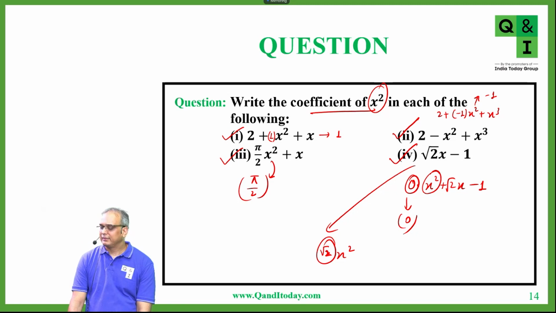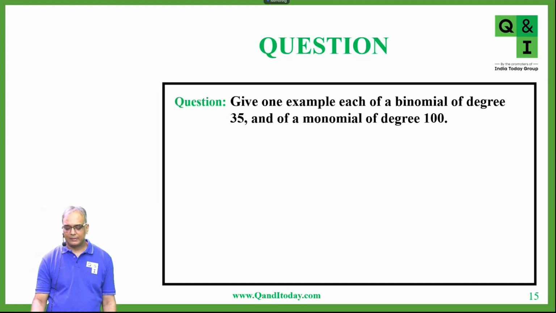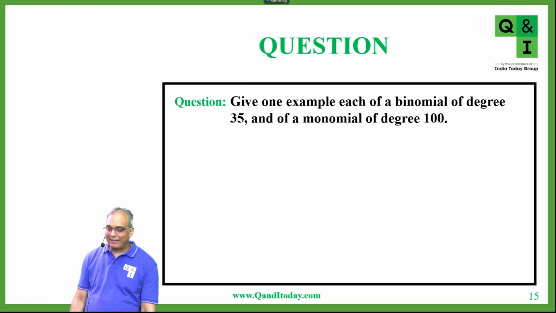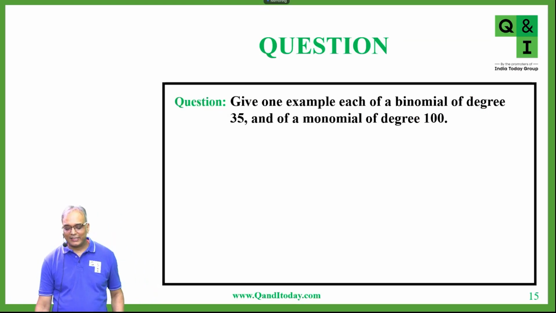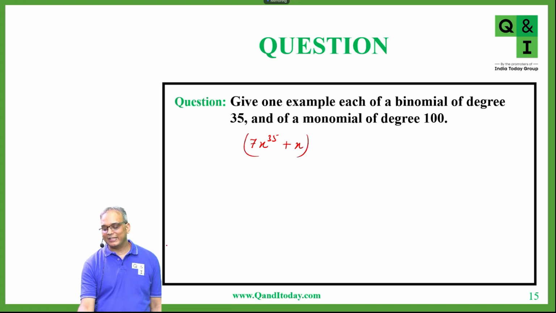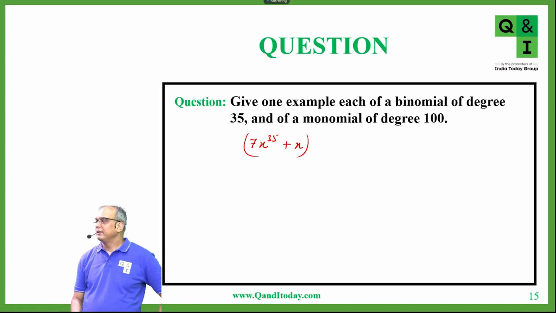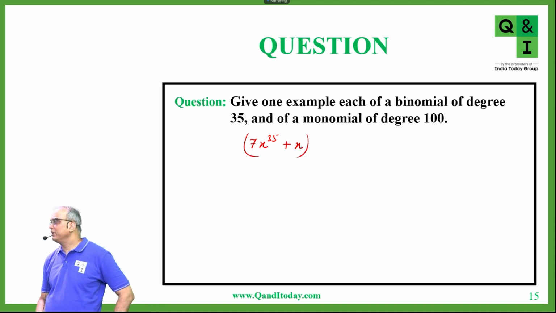Shall we go ahead? Yes, sir. Now you have to give one example of a binomial of degree 35. Can you give one example of a binomial of degree 35? Anything, 7x to the power 35 plus x plus 1. Sorry, you have to find only a binomial. So this is a binomial with degree 35. You can take any example. Yes, you had to write a binomial, Rudra.